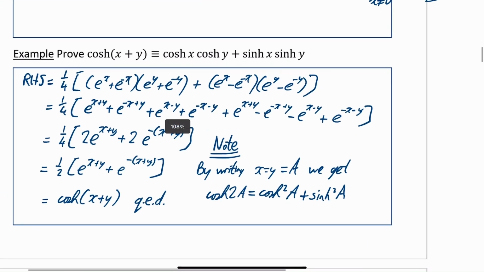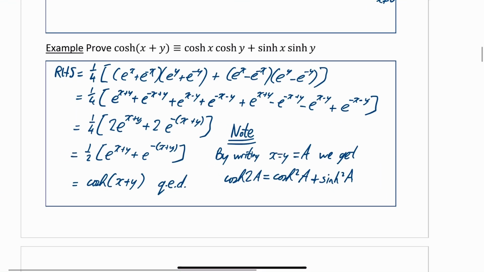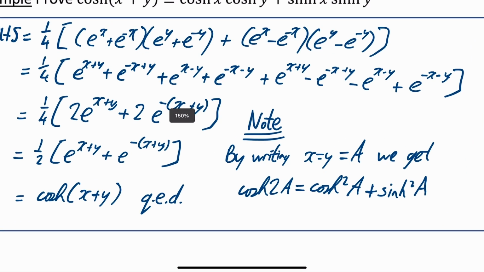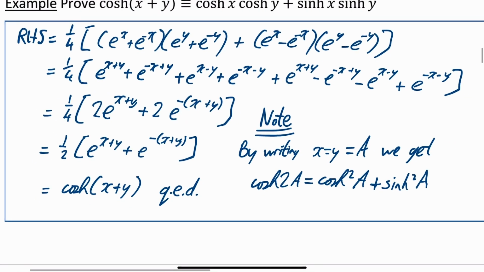Okay, next one. It says prove that hyperbolic cos of x plus y is equal to hyperbolic cos of x times hyperbolic cos of y plus hyperbolic sine of x times hyperbolic sine of y. And we're going to have to prove this through the identity. So I have done this out already, so hopefully it is okay just to go through it this way. We're going to look at the right hand side.